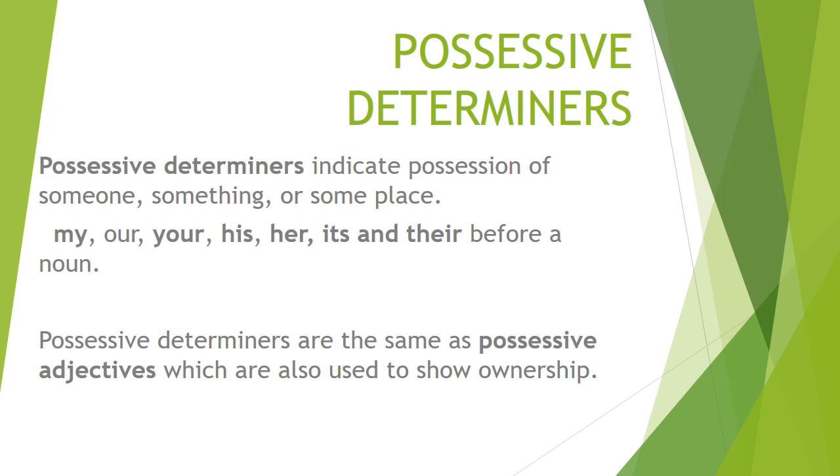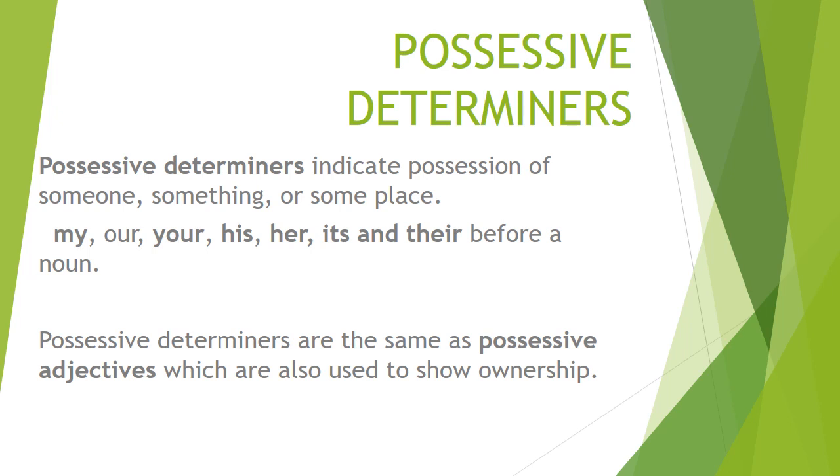So, what are possessive determiners? They indicate possession of someone, something, or some place. When I say possession, what is the meaning of the word possession, students? Possession means belonging. It tells us who owns the noun. You all know the place of determiners. They sit before the noun. In the same way, all possessive determiners too sit before the noun. And what is the function of it? It tells you who owns the noun.